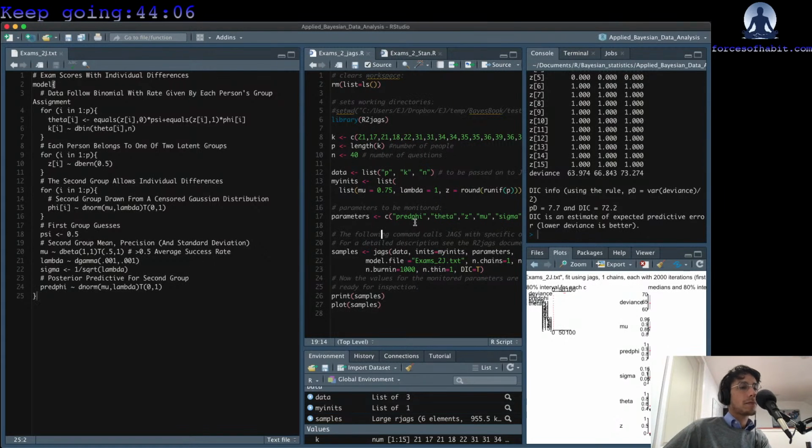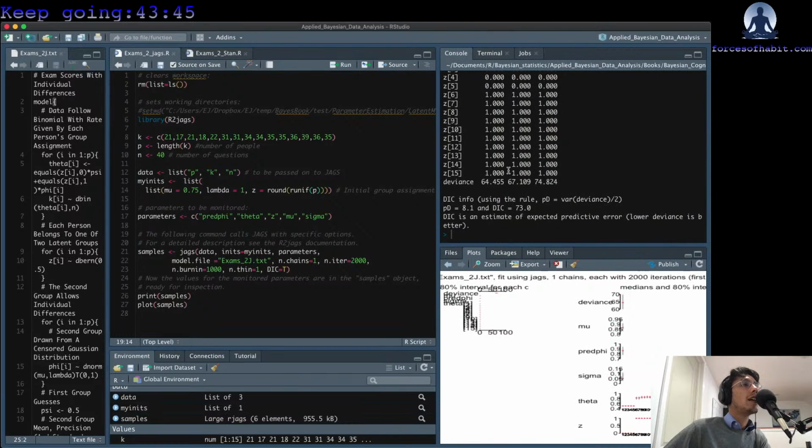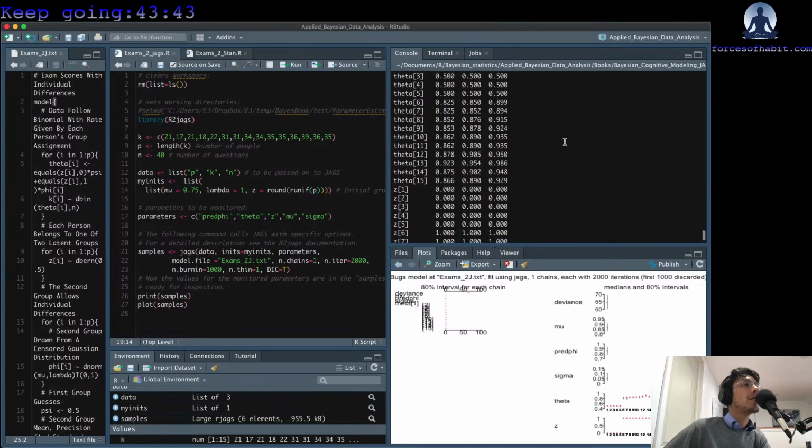All right, and here we go then. So this code looks very similar, where we just specified the number of people's successes, number of questions, and initialize the parameters. We identify that there are additional parameters we want to monitor, this time mu and sigma, and now we just do our sampling. And here are the results.